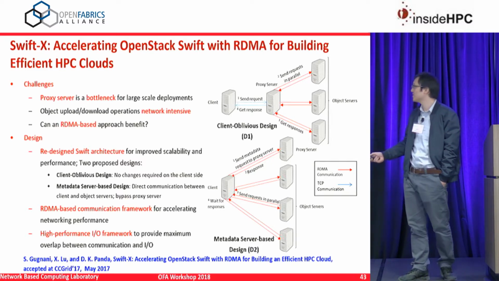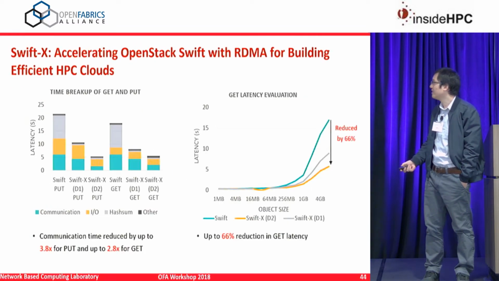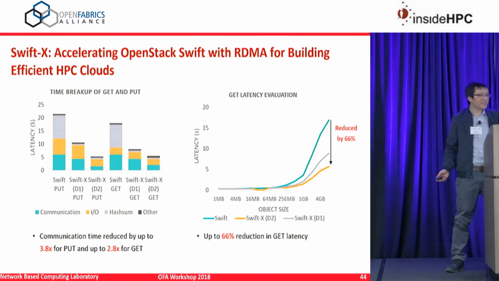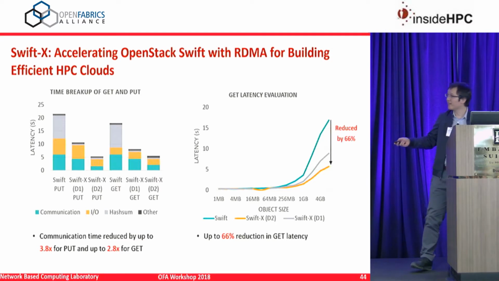We have a paper in CCGrid last year or so that describes more details. Now let's take a look at some of these numbers. The left side is where you run Swift put and get. We do a breakdown into communication, I/O, as well as some other operations like hash sum.